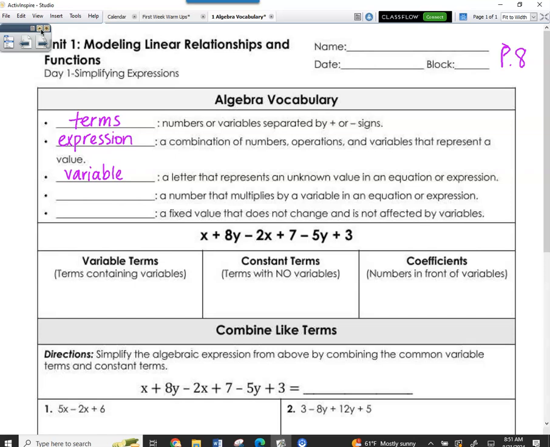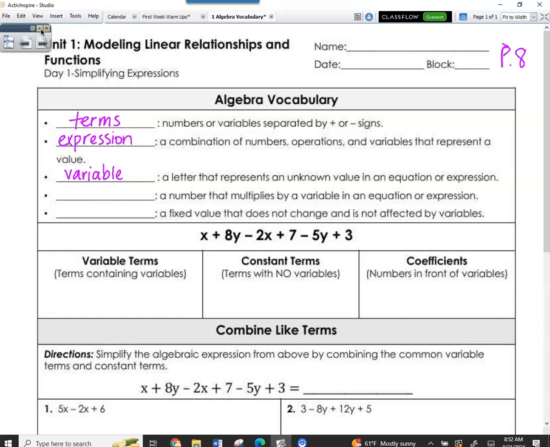What does vary mean? Vary. Variety. It can change. I like variety. A variety of values, maybe. A variable. A variable is called a variable because numbers get plugged into them and it changes the value of them. That's why they're called variables.